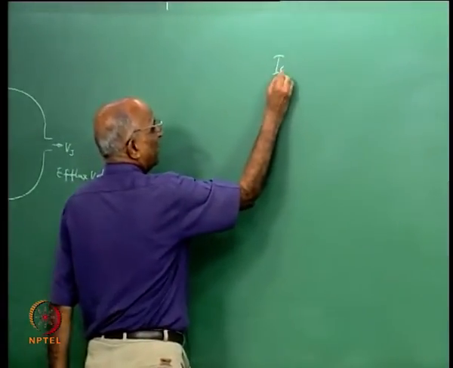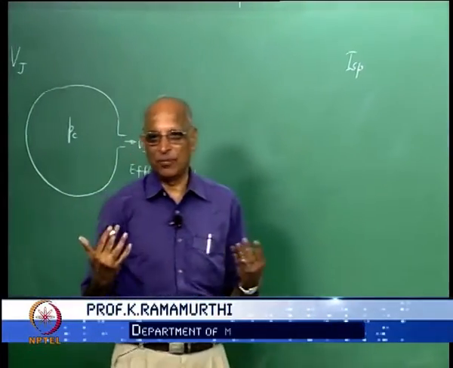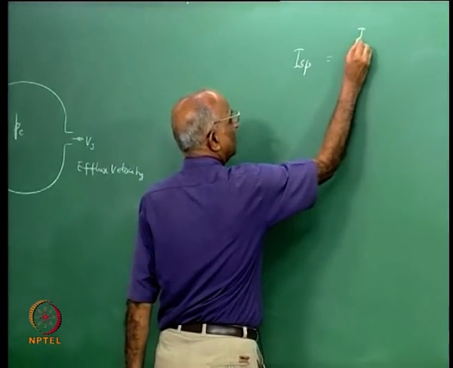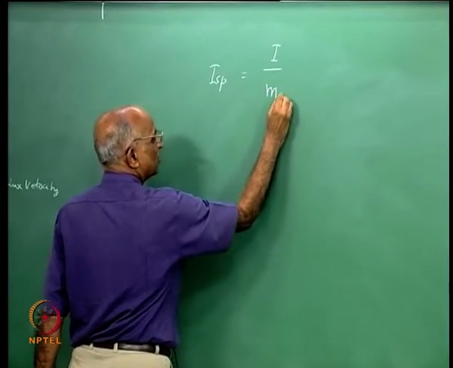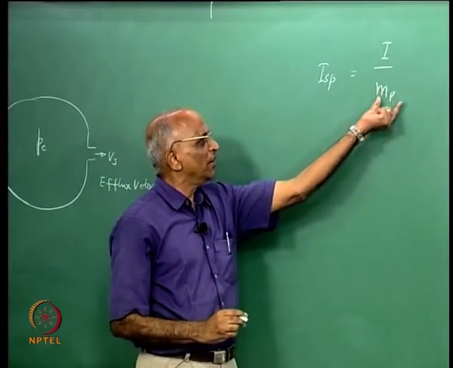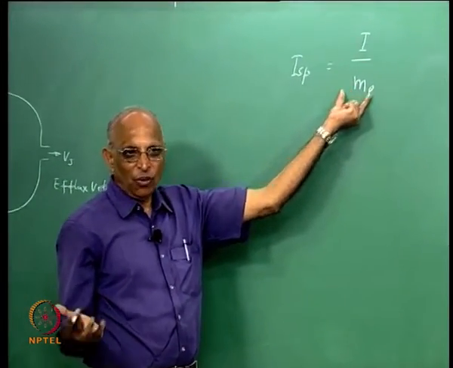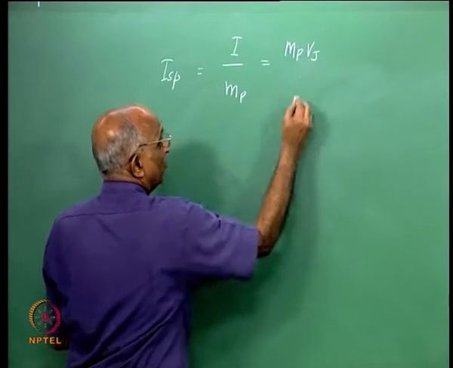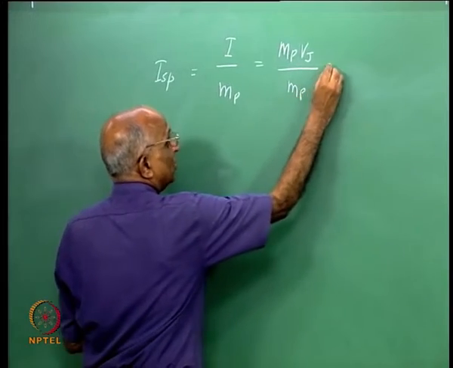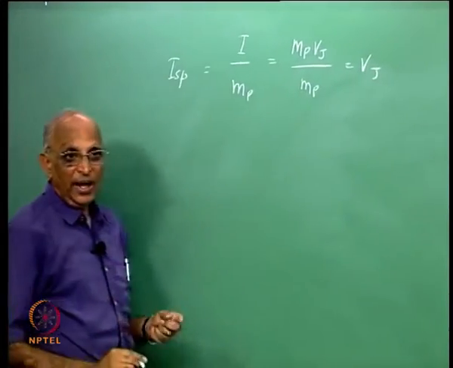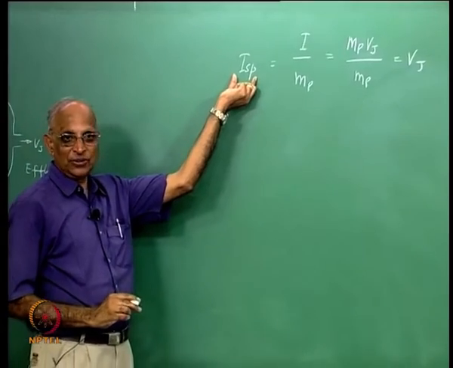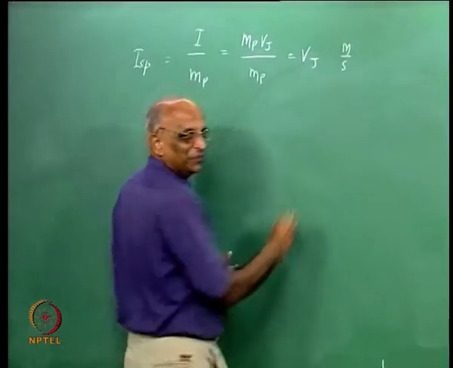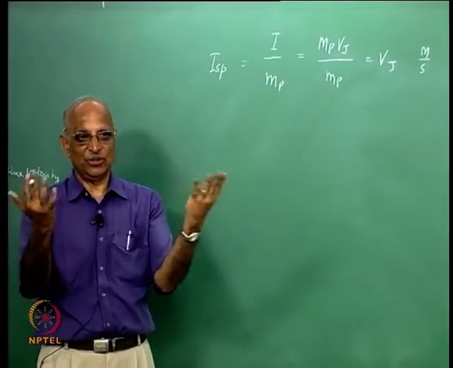However, before I do that, since there was this question of specific impulse and unit of specific impulse, let us just spend some 2 or 3 minutes on this issue. What was specific impulse? We told ourselves specific impulse is equal to the impulse divided by the mass of the propellant MP, that is the impulse generated by the mass of propellant. What is impulse? Change of momentum, which is equal to MP into Vj, divided by MP, which is equal to Vj. As per this equation, the unit of specific impulse should be meter per second, which is same as the efflux velocity Vj.